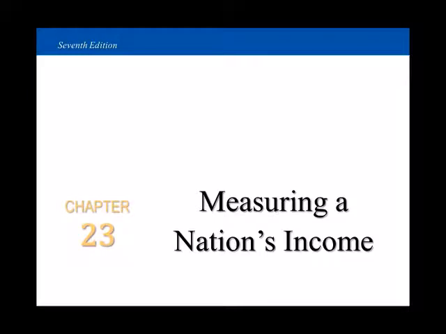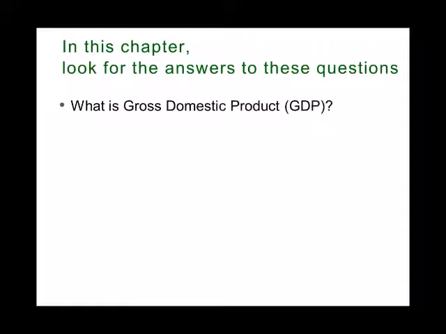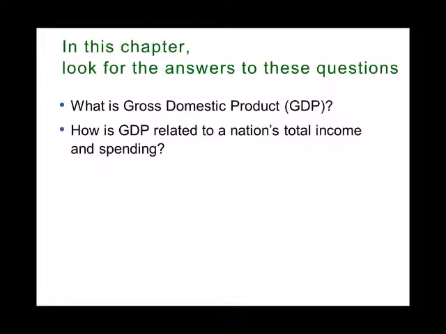Hello, class. So today we're going to talk about chapter 23 and we're going to measure a nation's income. So we're going to look at how we measure the income of a nation. And the way we do it is through a measurement called gross domestic product or GDP. How is GDP related to total income and spending? We're going to look into that.